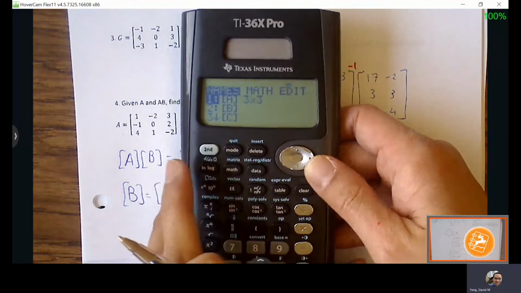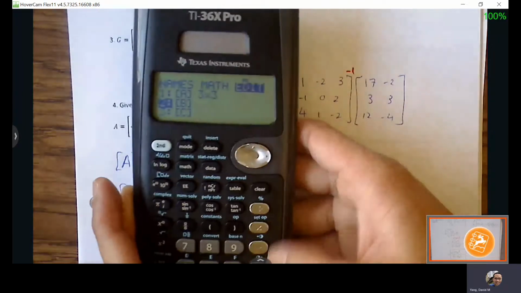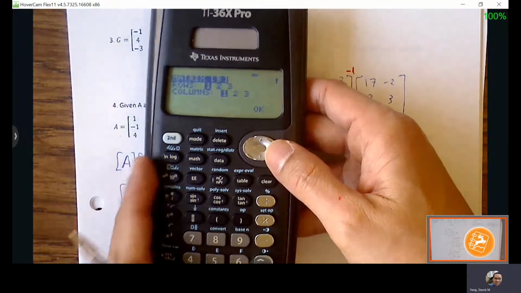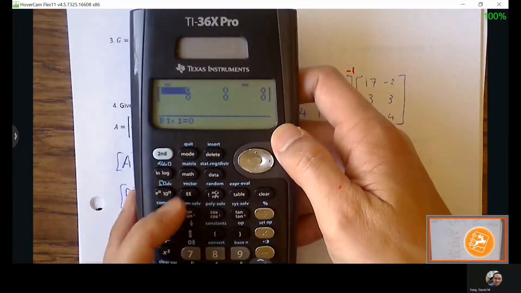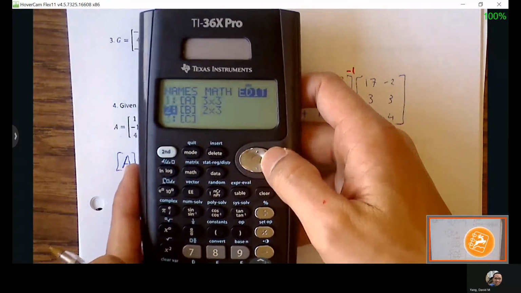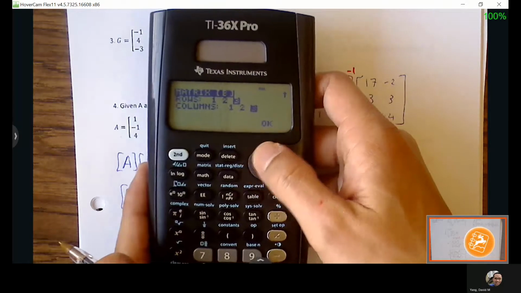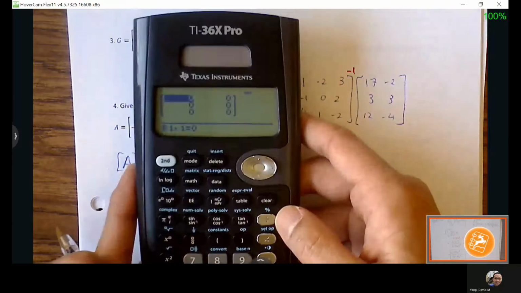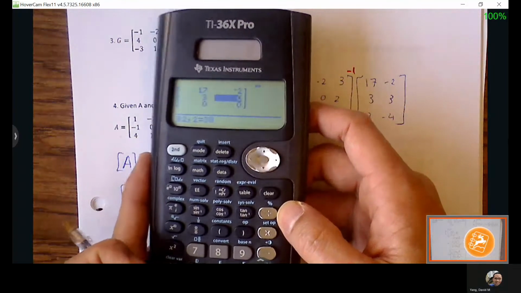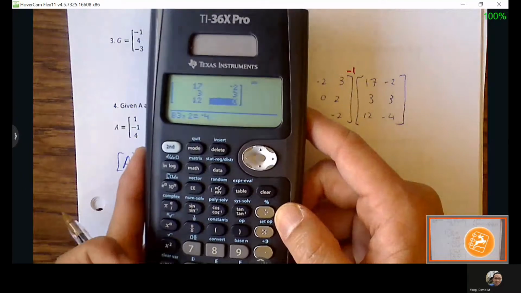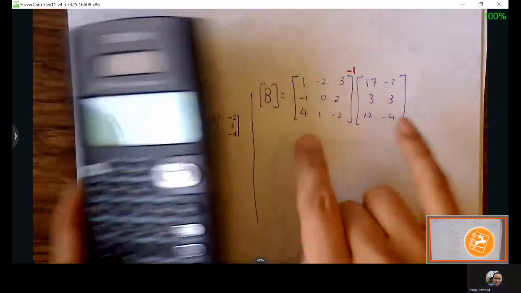Go back to your matrix page, and then we're going to edit a second matrix. We need another matrix with this. So this is a 3x2 matrix. So hit edit, and then select rows 3 and 2. Go back to your home screen once you've entered in both, once you've created both these matrices.